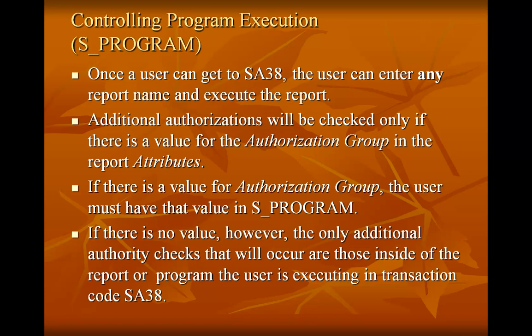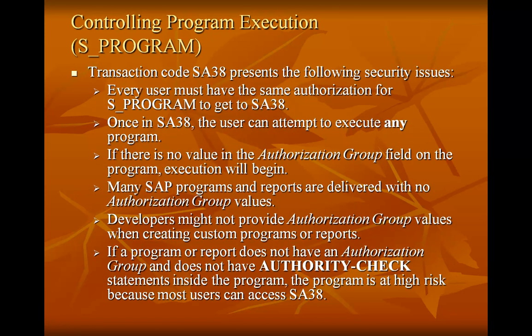Now, if there is a value for authorization group, the user must have that value in S_PROGRAM. If there is no value, however, the only additional authorization checks that will occur are those inside the program the user is executing in transaction SA38. So inside the program, how are you going to put additional authority checks? Those additional authority checks are put into the program using the AUTHORITY-CHECK statement.